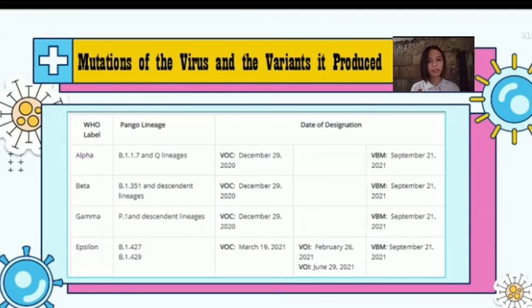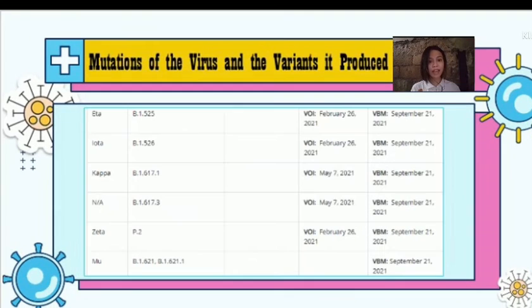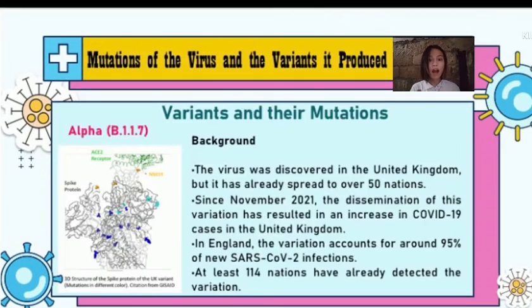So you can see a table there. It is categorized by the SIG with its variants and their categorization. So let's now move to each variant and their mutations. So, the Alpha variant. We already know that this virus was discovered in the United Kingdom and it has already spread to over 50 nations. Since November 2021, the dissemination of this variant has resulted in an increase in COVID-19 cases in the United Kingdom, and at least 140 nations have already detected the variant.